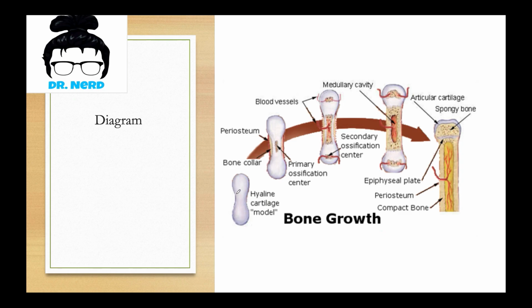Here we see the hyaline cartilage, it's a mold. The primary ossification site is in the middle. Secondary ossification sites start by the sides, over here, and it just starts to grow towards here, and then you're just going to be left with this plate over here, which is the growth plate.